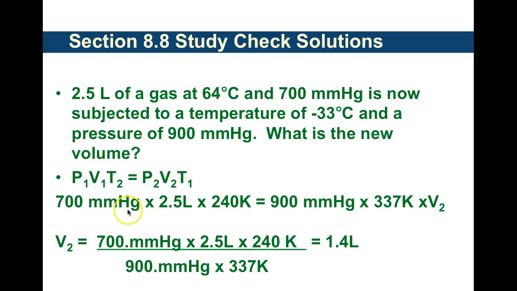So you have 700 millimeters of mercury, 2.5 liters, and then T2 is negative 33, so that works out to be 240 K. The final pressure is 900 millimeters of mercury, and the final temperature, when you convert this to Kelvin, is 337 K. So you're solving for V2, the final volume. Okay, so divide both sides by 900 times 337, and V2 works out to be 1.4 liters.